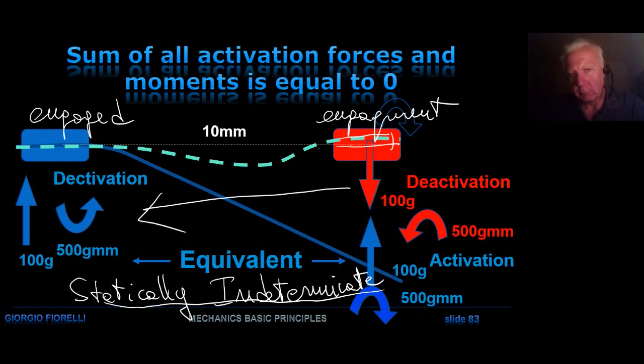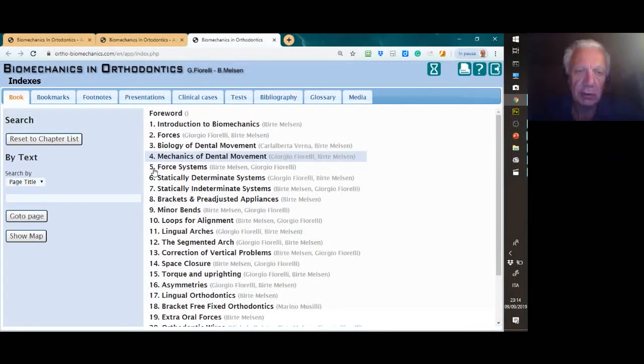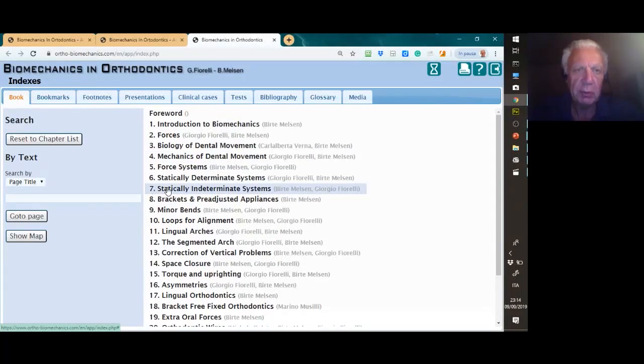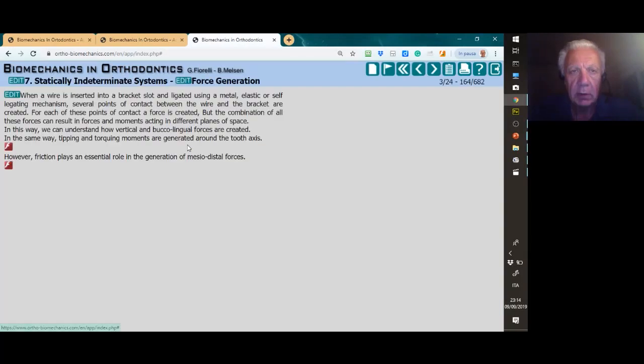So this is the first step. And what is the difference between the two kinds of force system? Here you see the multimedia online textbook Biomechanics in Orthodontics, which we're going to use to make this lecture, and I'm going to show you something from chapter number 7, Statically Indeterminate Systems. Here we have the index of the chapters and all the pages, and I'm opening it here to show you some material.